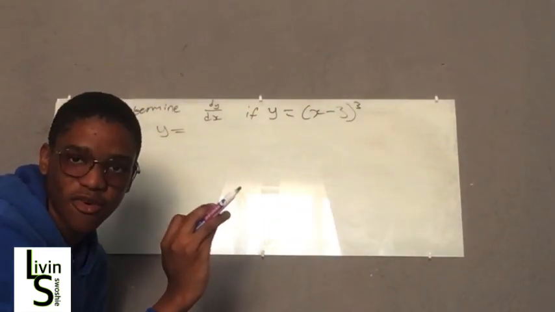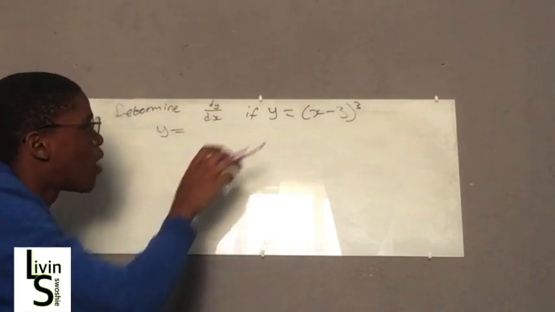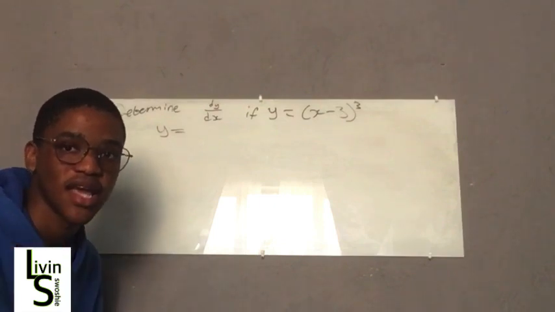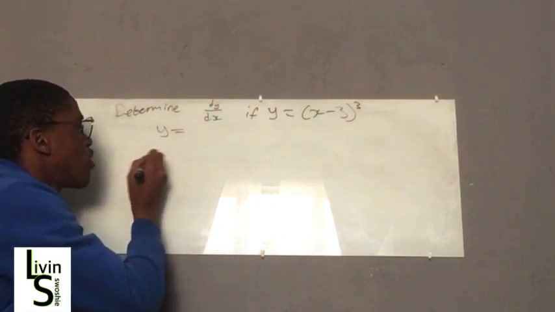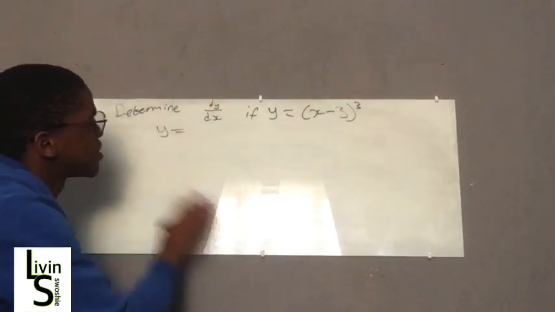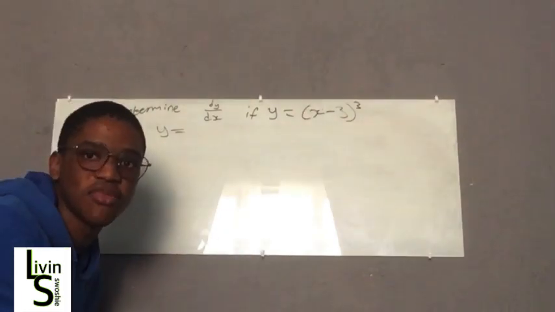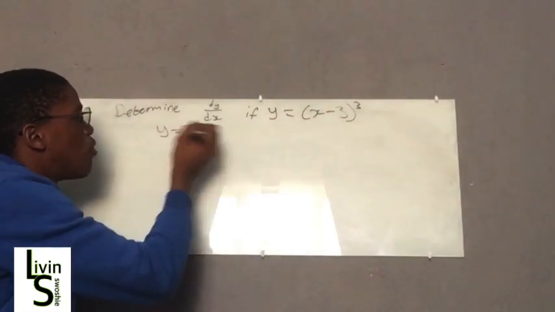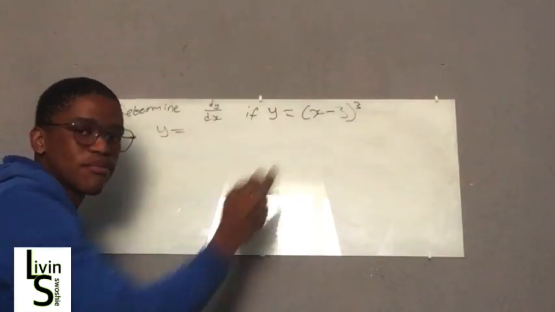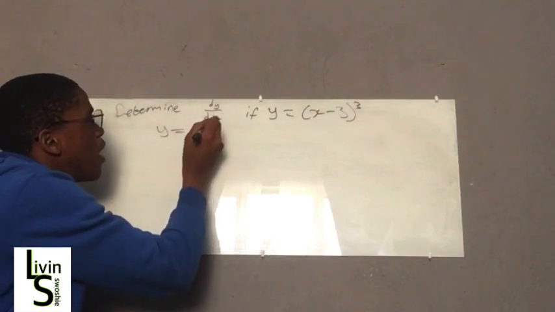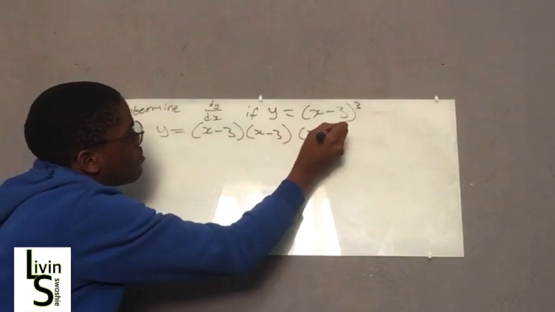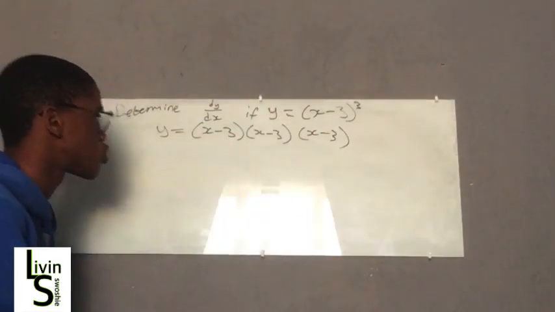Once we have arrived at where y is equal to the standard form, ax cubed and so on, we then say dy over dx. But for now, since we are trying to change this to become the standard form, we say y is equal to, okay, fine. This cubed just means that it is this term times 3. It is going to be x minus 3 into x minus 3 into x minus 3. That's what the cube does.